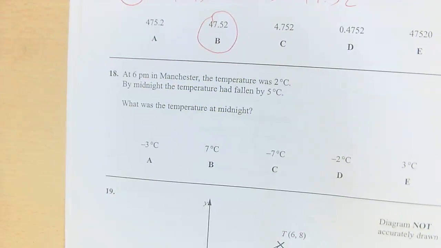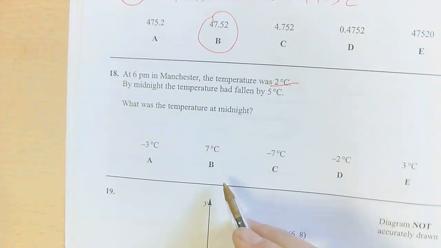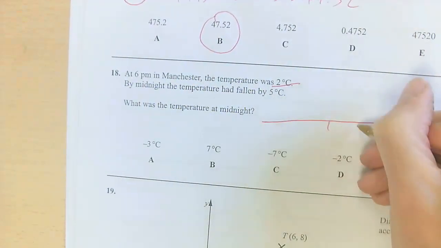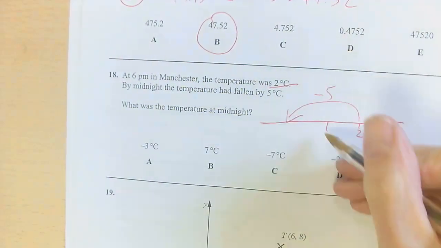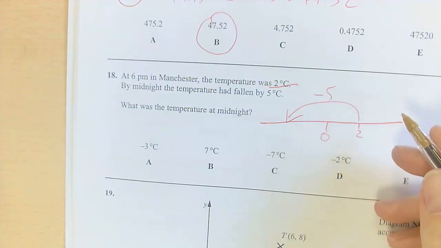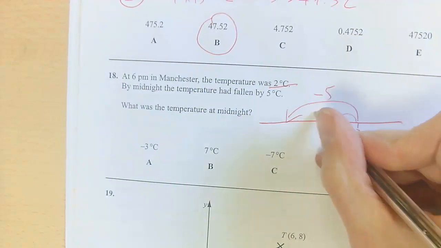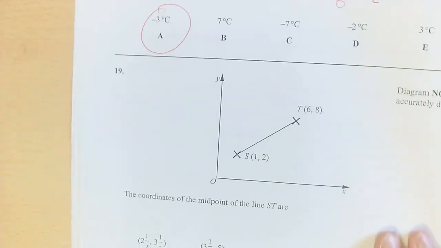Question 18. At 6 p.m. in Manchester, the temperature was 2 degrees. By midnight, the temperature had fallen by 5 degrees. So it's gone down by 5. What was the temperature at midnight? So it's going to go down 2 there and 3 more there. We're looking at -3 for part A.